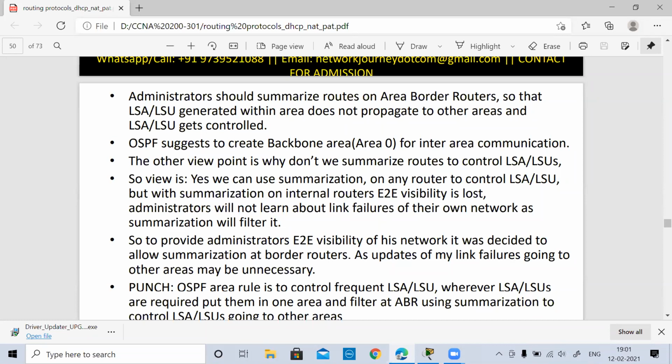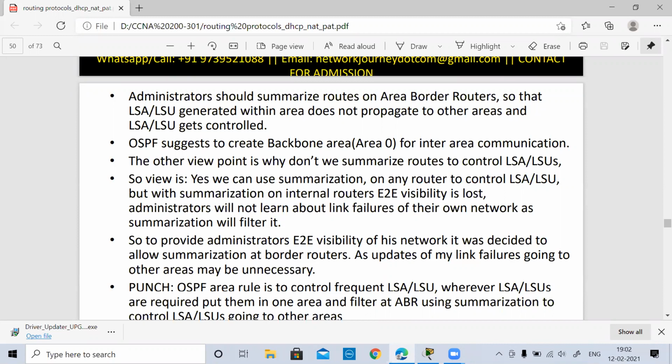The other view of looking into this is, why don't we summarize internally? I guess that is very much understood: you don't want to hide the internal end-to-end visibility. We can use summarization on any other router to control the link state advertisement, but with summarization, your end-to-end visibility will be lost.